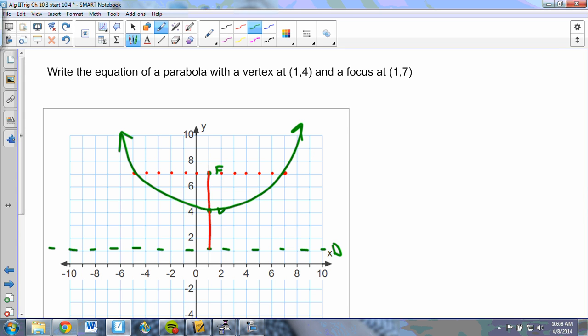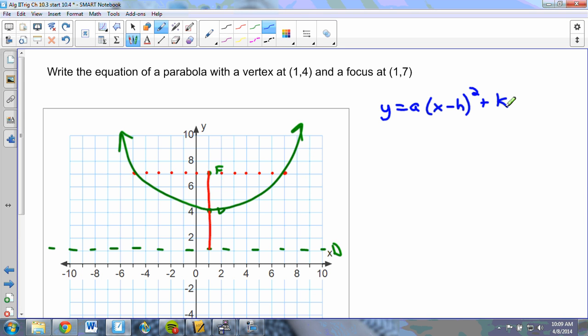We're trying to write the equation. What form is this equation going to be in? Y equals or x equals? How do you know? Because it's pointing up and not to the side. It's pointing up, not sideways. If it points up or down, it's a y equals. Left or right, it's an x equals.